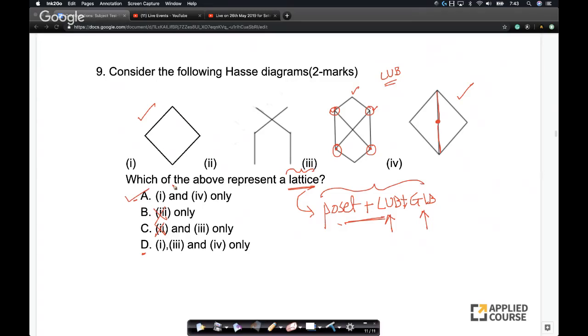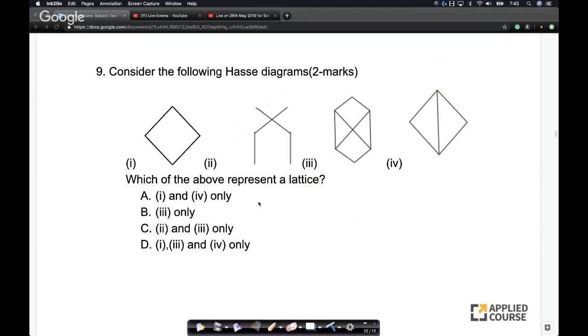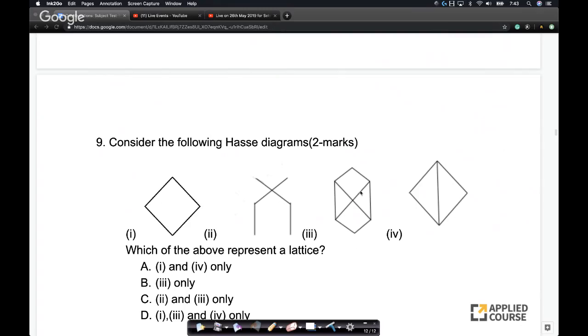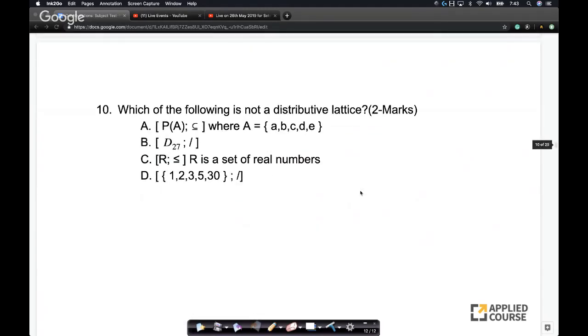So the answer A is the right answer here, because 3 is not a lattice. It's a very good question. Again, we have already seen this in our course videos. I've taken exactly this example as part of the course video examples. So now let's look at another question.